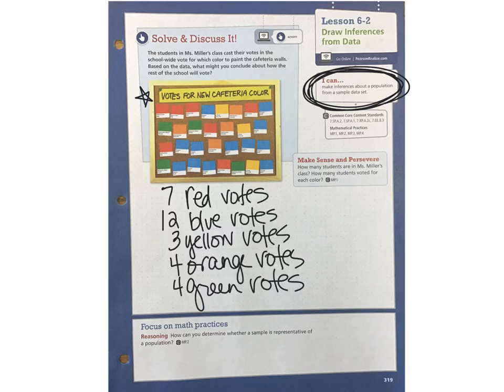Out of the 30 votes cast for the new cafeteria color, there were 7 red votes, 12 blue votes, 3 yellow votes, 4 orange votes, and 4 green votes. So what can we say about how we think the rest of the school will vote? Well, if they follow the same pattern as Miss Miller's class, then we would draw an inference that says the school will likely vote for blue.